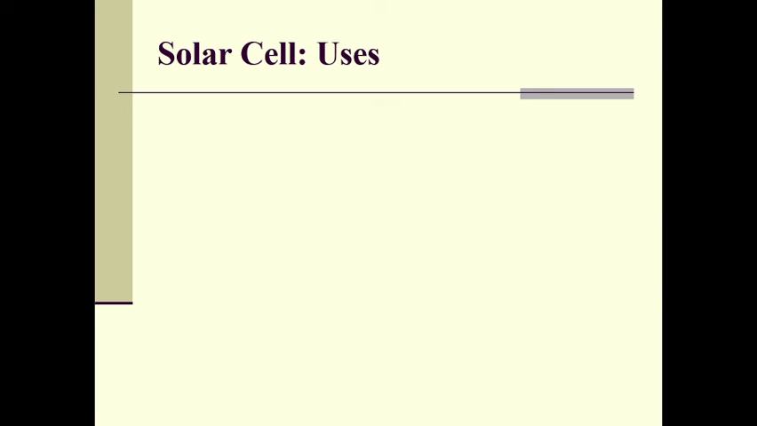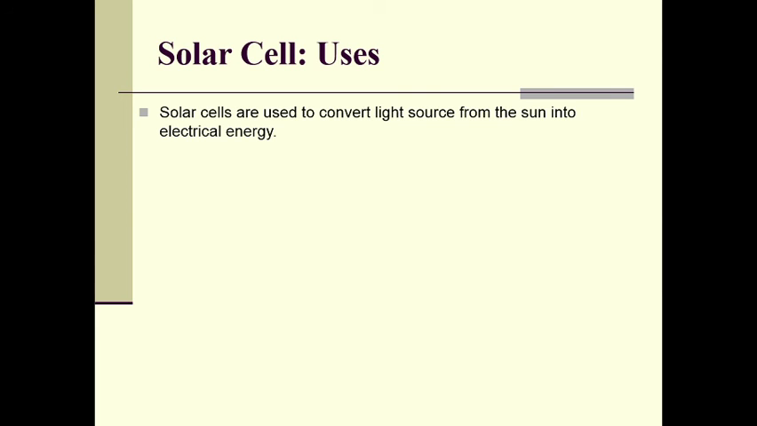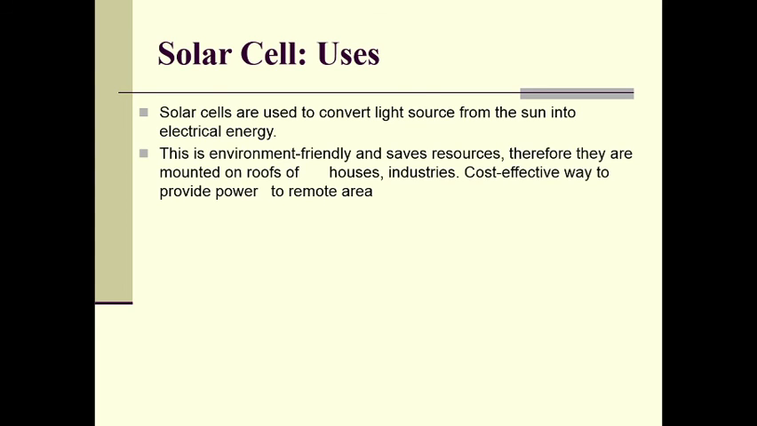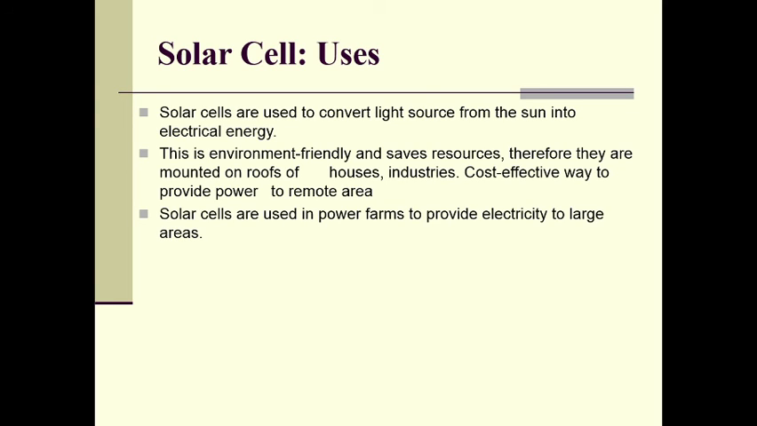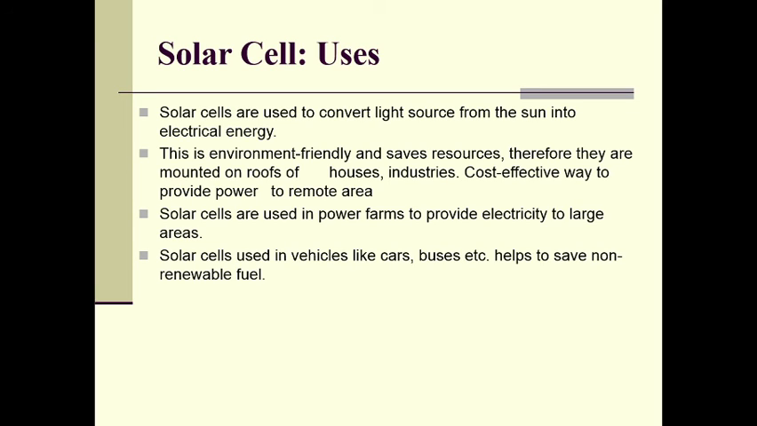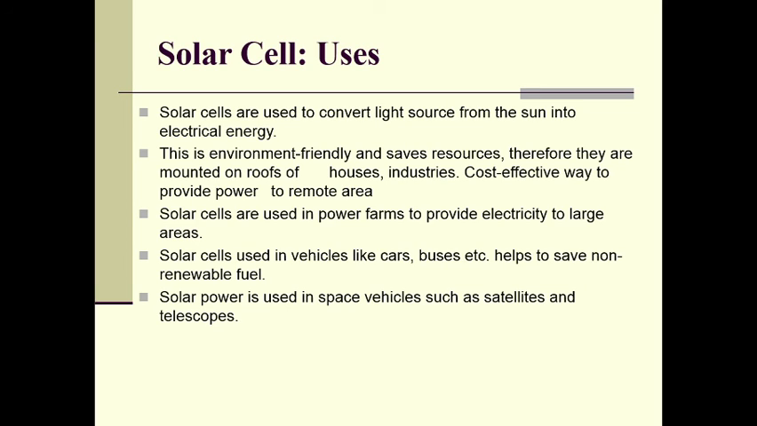So we will see the applications of solar cells. Solar cells are used to convert light from the sun into electrical energy. This is environment friendly and saves resources. Therefore, they are mounted on roofs of houses and industries, a cost effective way to provide power to remote areas. Solar cells are used in power farms to provide electricity to large areas. Solar cells used in vehicles like cars, buses, etc. help to save non-renewable fuel. Solar power is used in space vehicles such as satellites and telescopes.